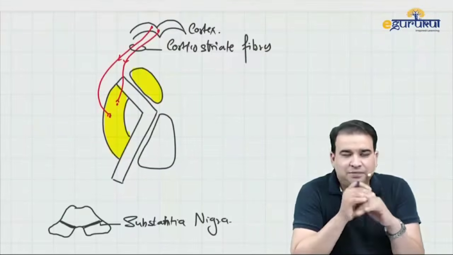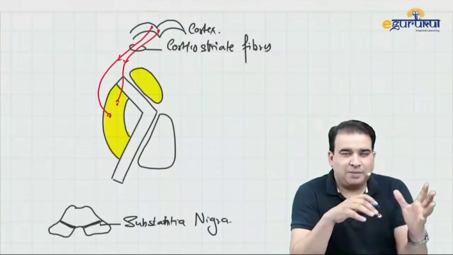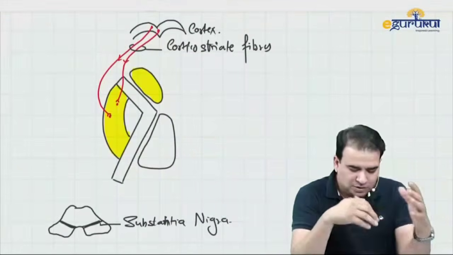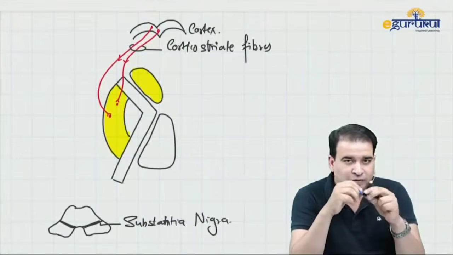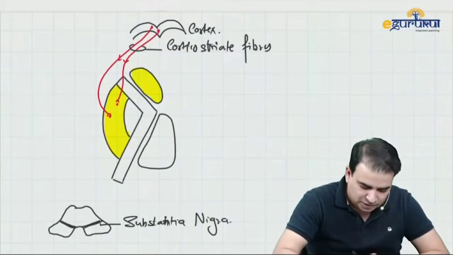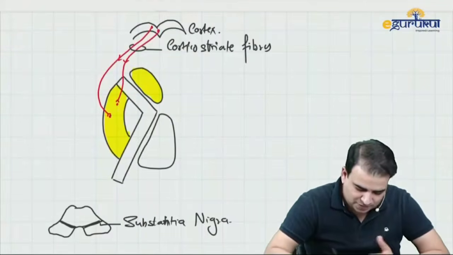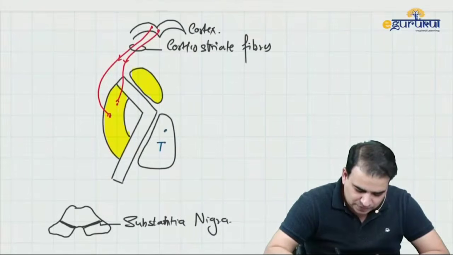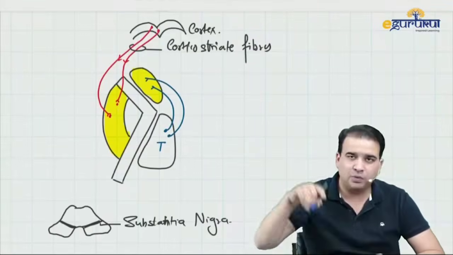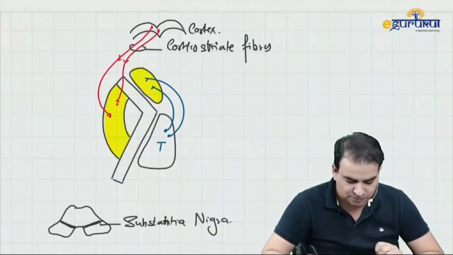Then we have the thalamostriate fibers, from the thalamus, especially the midline nucleus of the thalamus, to the corpus striatum. The majority of the fibers coming from the thalamus go into the caudate nucleus directly. This is the thalamus here. Most of them go directly into the caudate nucleus, not only the head of the caudate nucleus but the upper part also.